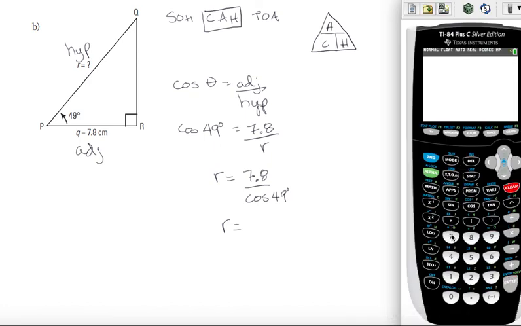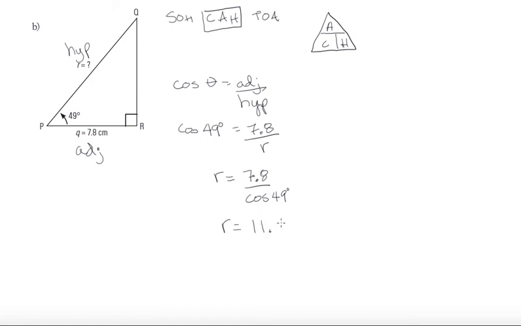So we've got 7.8 divided by the cosine of 49 degrees, and that gives me 11.889, etc. Again, one decimal place here. Let's go one decimal place. So 11.8. I look at the next one. The 8 tells me I need to round up. So it's 11.9 centimeters. And that is our answer for B.